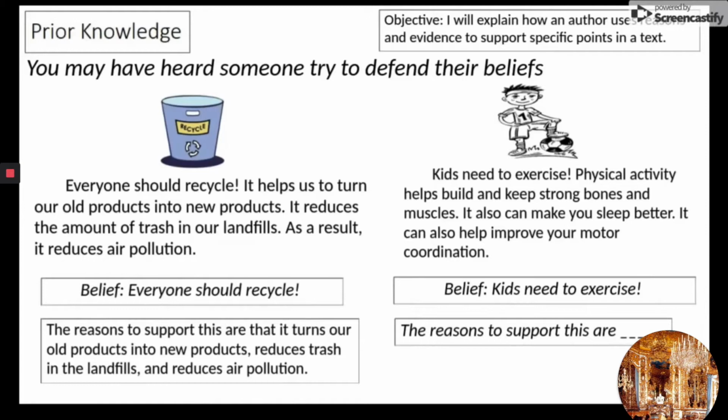All right, so if you pointed out that it keeps strong bones and muscles, helps you sleep better, and also improves your motor coordination, those would be the evidence pieces from the article or from the passage that support the belief that kids need exercise.